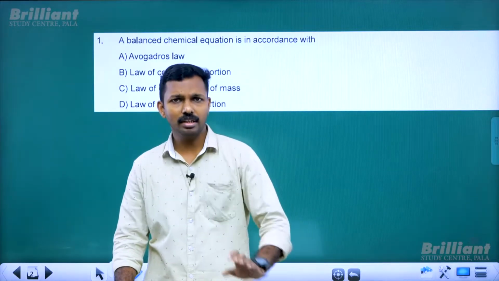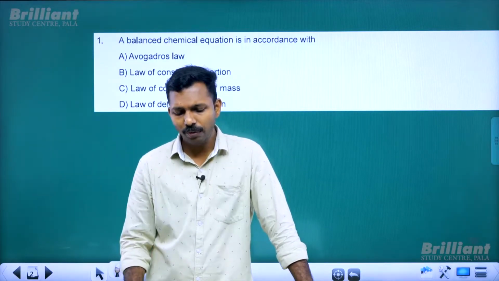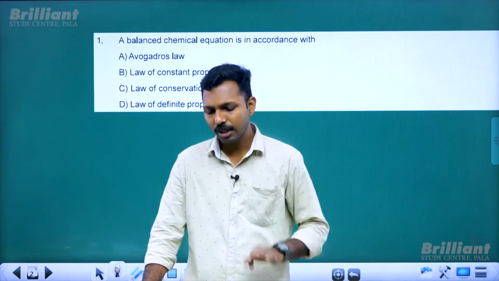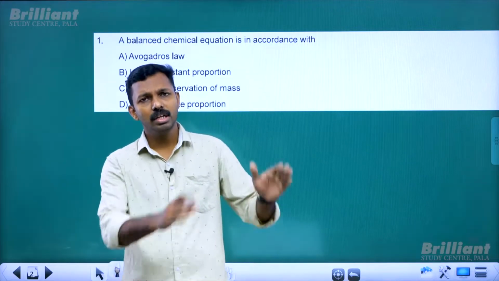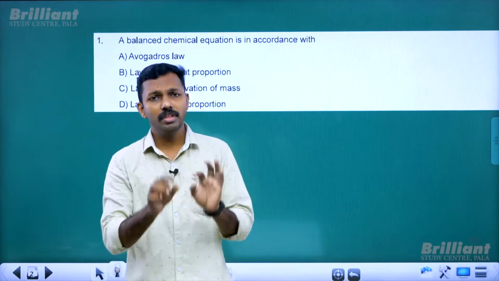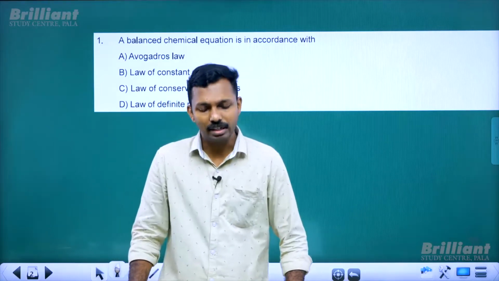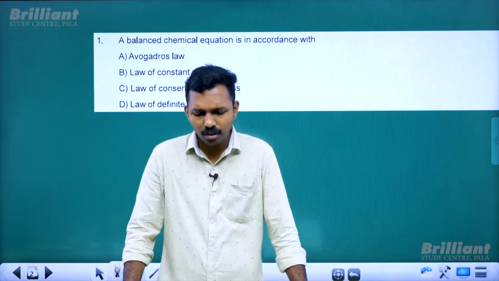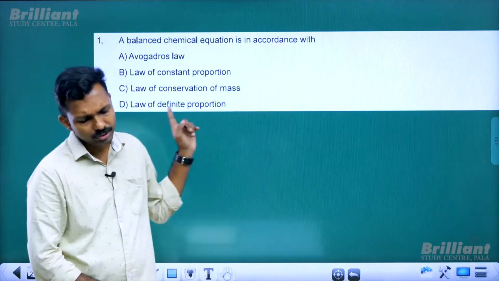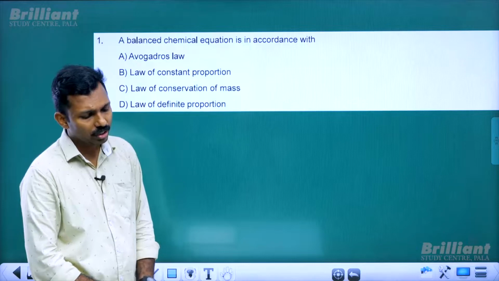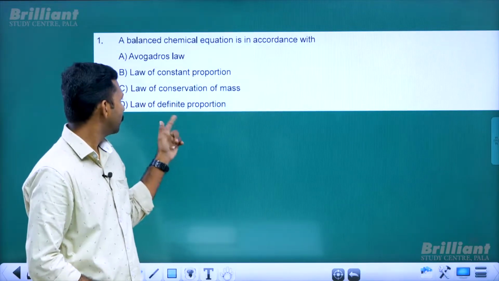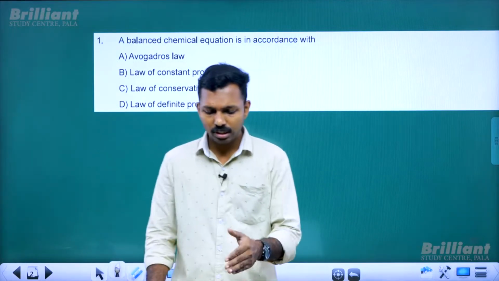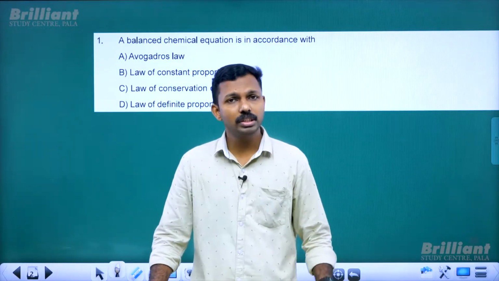While writing a chemical equation, which of the following laws is obeyed? They are asking: a balanced chemical equation is in accordance with. Balanced means the left hand side and right hand side of the arrow mark should be equal or balanced. That is what the question asks. First one is Avogadro's law, second one is law of constant proportion, and the third one is law of conservation of mass and law of definite proportions. These are the options given. We all know what these laws are saying.